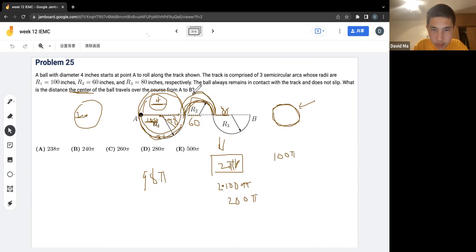Now this part is pretty tricky because you would think that we're going to subtract 2 from 60 to get the radius of the circle, right? To get how much the center of the circle traveled, like the radius. Can anyone tell me why this is wrong? Loy, Eric, do you guys know why this is wrong?